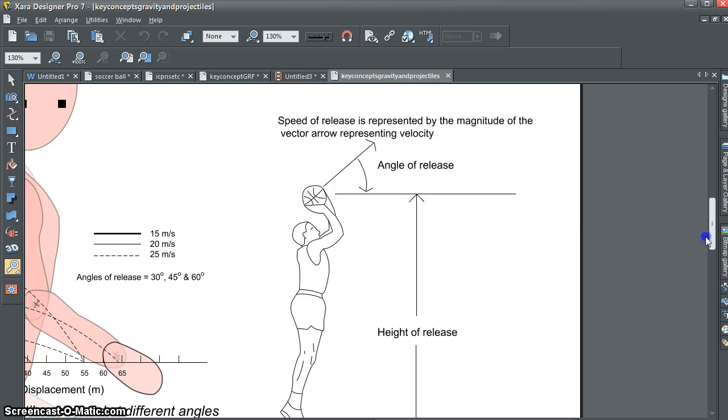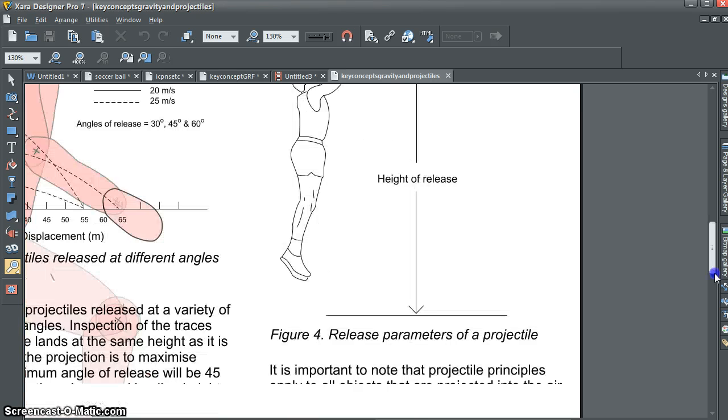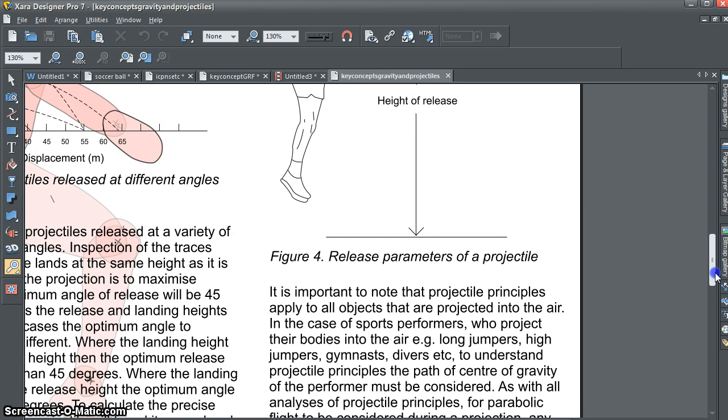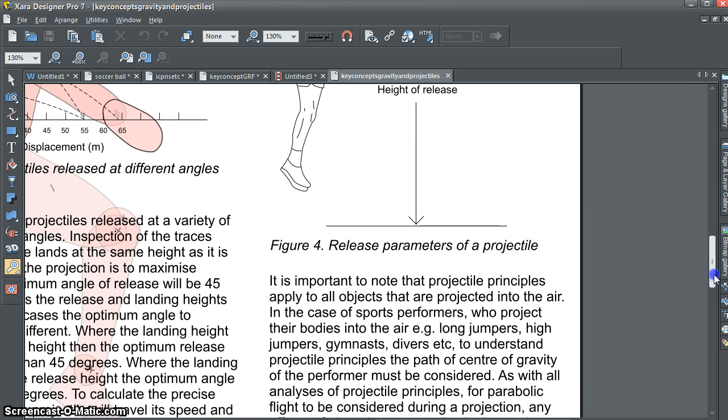And where an object lands at a higher height than which it was released, the optimal angle will be something greater than 45 degrees. It is difficult to think of a precise sports activity for which this latter condition applies in an appropriate context. This concludes this short summary of the effects of gravity on projectiles.